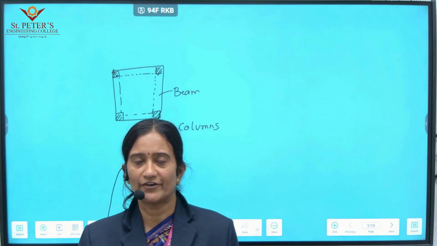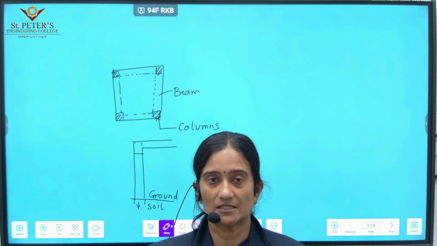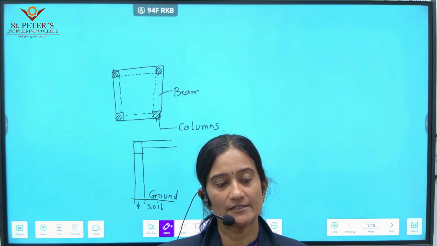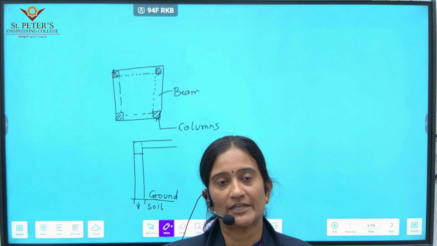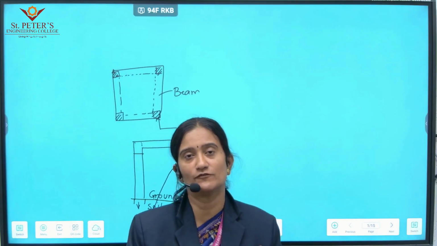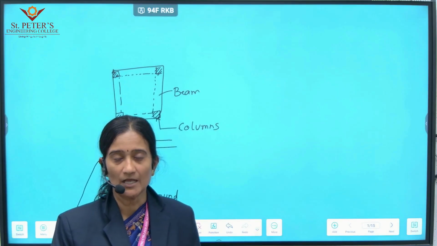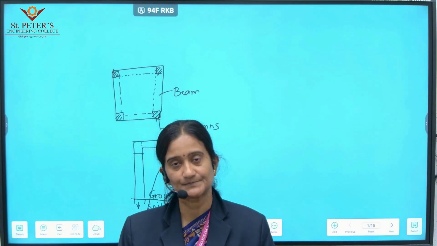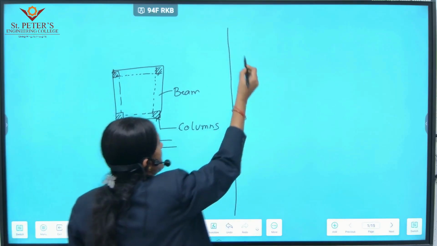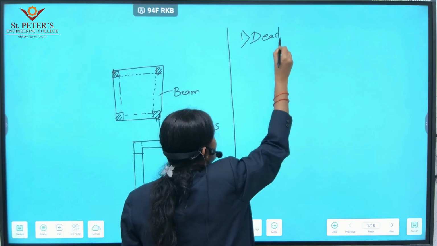There are different types of load acting on a beam. Beam has its own self weight, which is known as dead load. After that, we have live load, wind load, and earthquake load. Different types of load act on a beam, which transfers them to the column. The column transfers them to the soil. The first type of load which acts on a beam is your dead load.